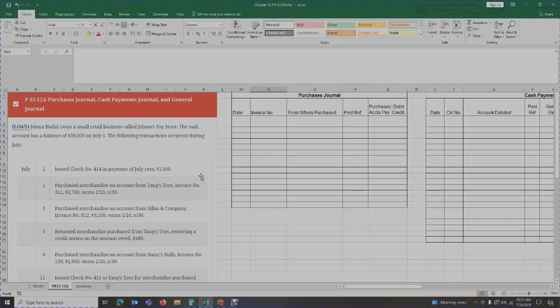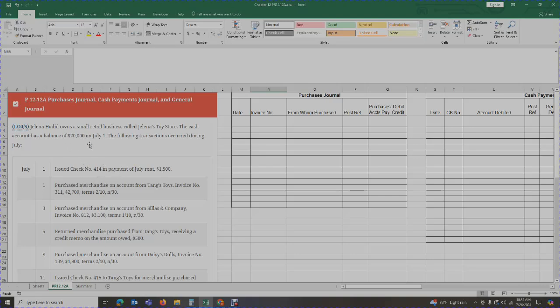Now, this is the problem. The problem deals with purchases journal, cash payments journal, and the general journal. So we've already been exposed to the general journal because we've been working on the general journal since Introduction to Accounting 1. So now in this particular chapter, we're introduced to a wide variety of extra special journals that we're going to be using. But in this specific problem, we're going to be tackling the purchases journal and the cash payments journal. Okay, so we have Helena Hadid owns a small retail business called Helena's Toy Story.